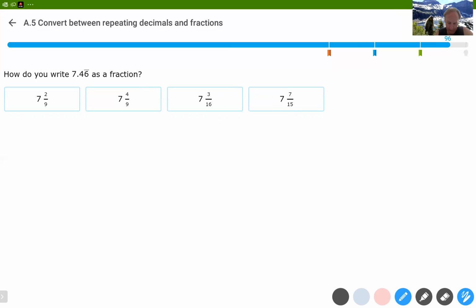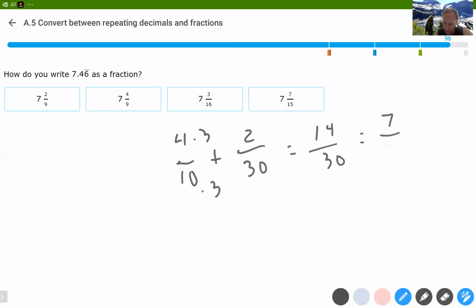Now we could do, again, we could do the 0.4 is 4/10 plus the 2 over 30 and get our common denominator, which is 14 over 30, which is 7 over 15. And there it is.